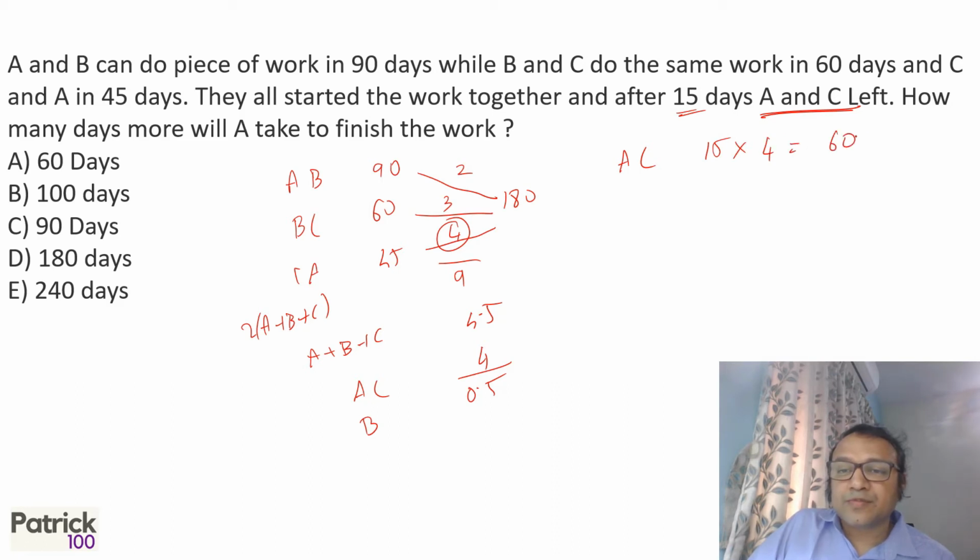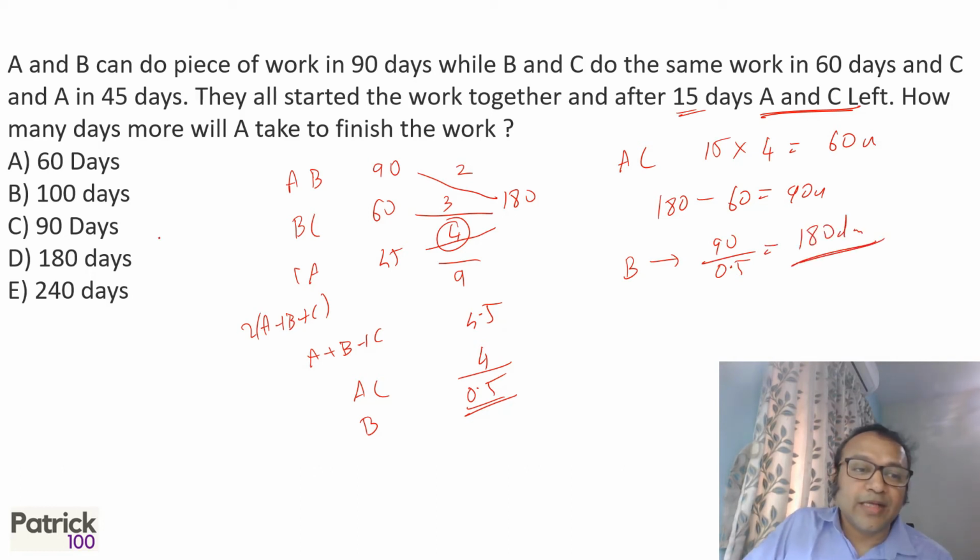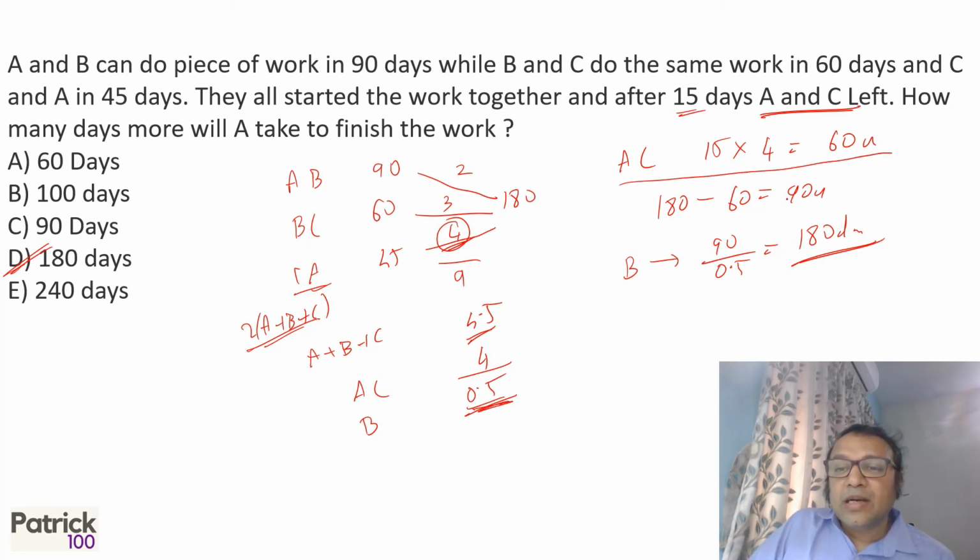The amount of work done is 60 units of work. So how much is left? 180 minus 60, 90 units of work is done by B. Now B does 0.5 unit of work per day. So the number of days taken by B will be 90 upon 0.5, which will be 180 days. That's the total number of days, D option. Right? So twice A plus B plus C is 9, so A plus B plus C is 4.5, from which A and C put together do 4 units of work. So B alone does 0.5. AC has done 60 units of work, which means B has done the remaining 90 units. So 90 upon 0.5 is 180 days.